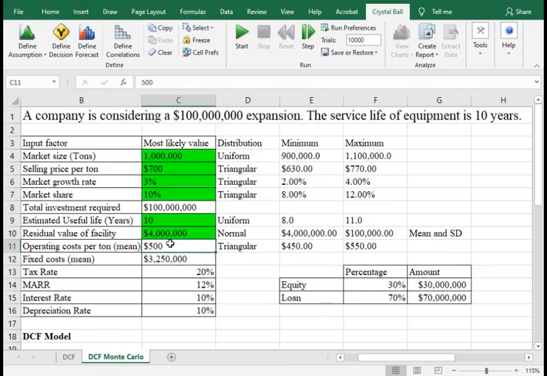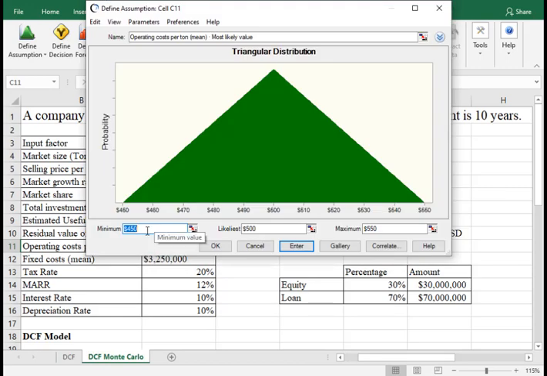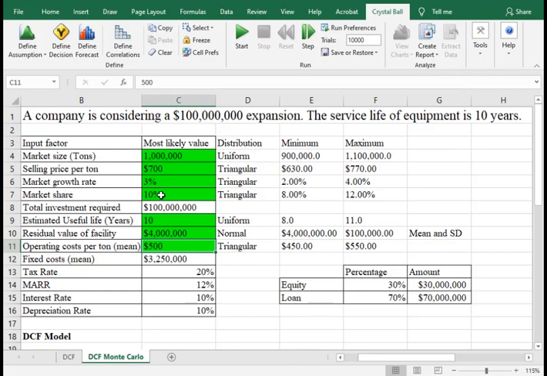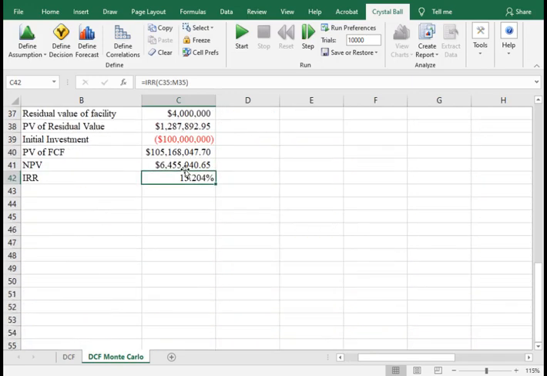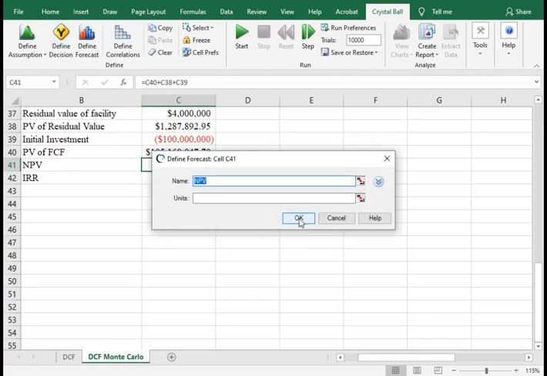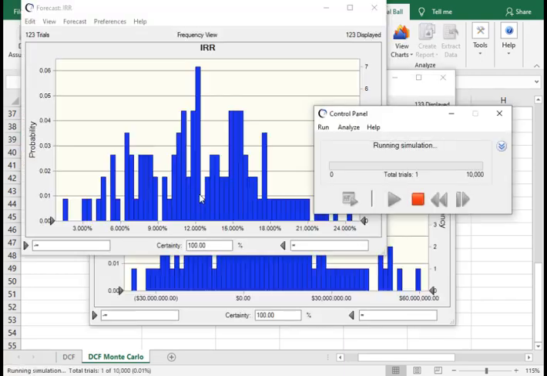The last input uncertain variable, operating cost per ton, follows triangular distribution with minimum value of $450 and maximum value of $550. Here all the uncertain input parameters are defined. Now we must define the output. Here two outputs are selected, NPV and IRR. Now for the solution of the problem, 10,000 iterations are selected and solution is run.